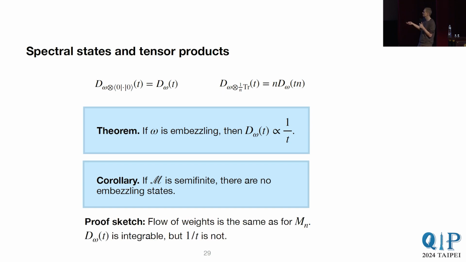The reason is they have the same flow of weights. I can do the same argument. I can use the distribution function also in that case. And as I already said, this is a probability density, so it cannot be proportional to 1 over t. Also, this 1 over t should remind you of the 1 over j scaling of the Schmidt coefficients of an embezzling family. So that's an interesting connection, I think.